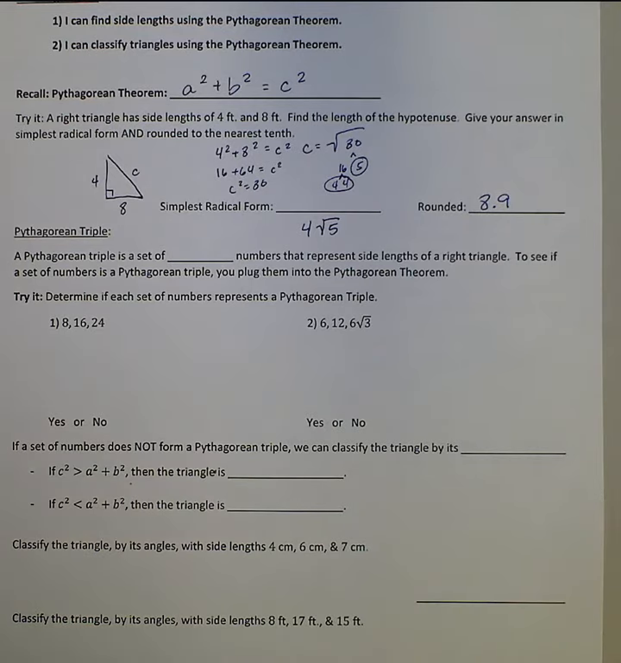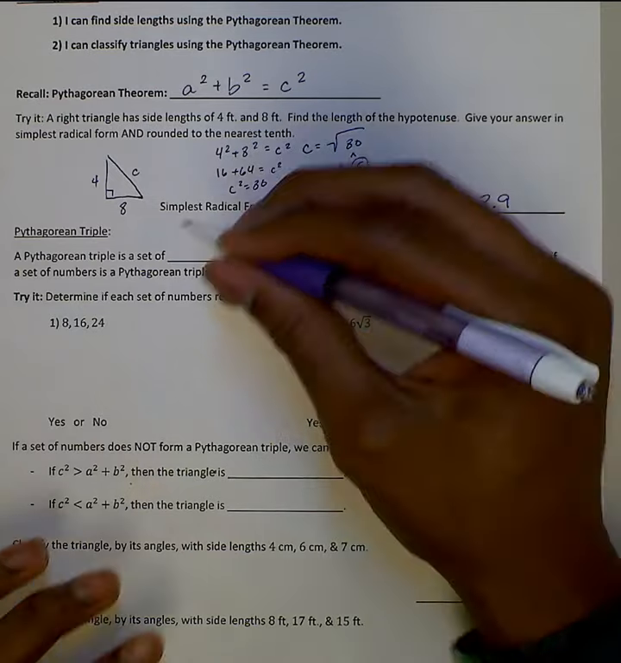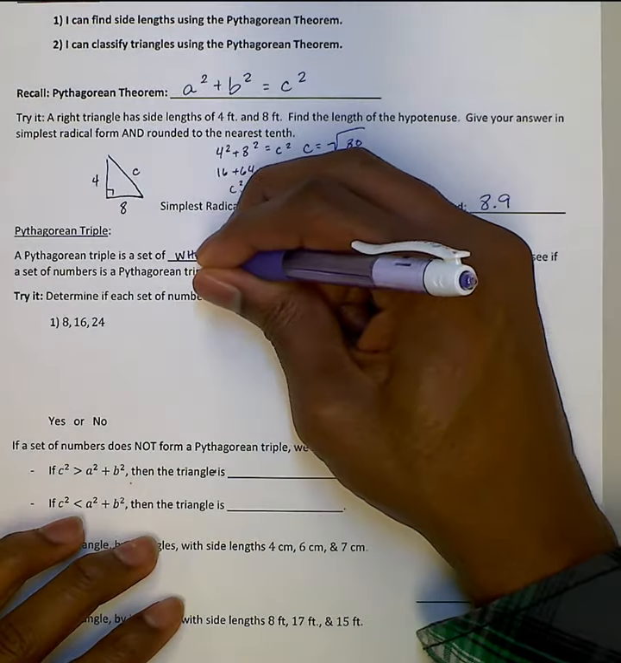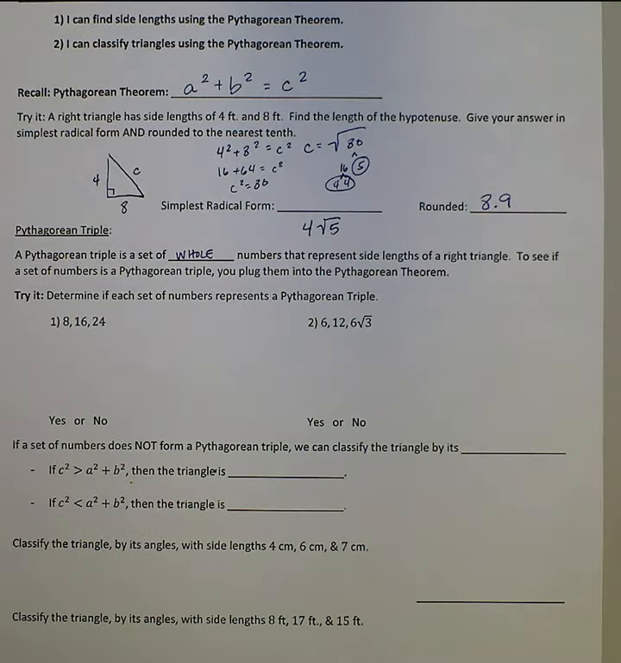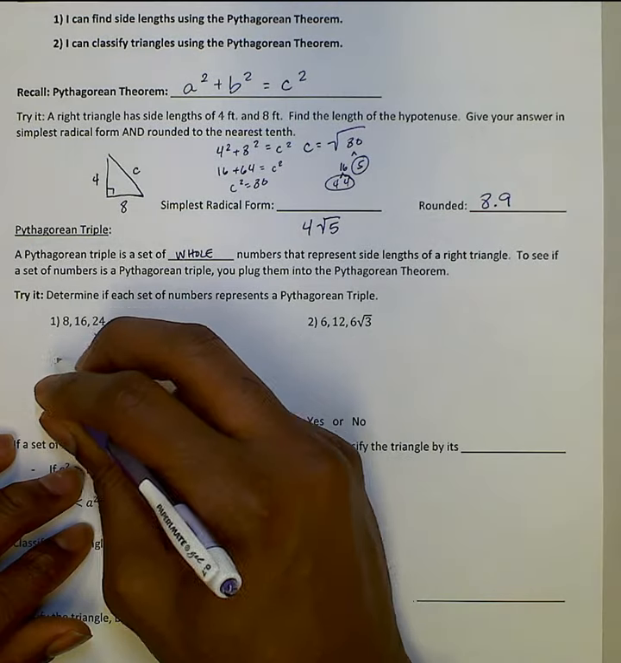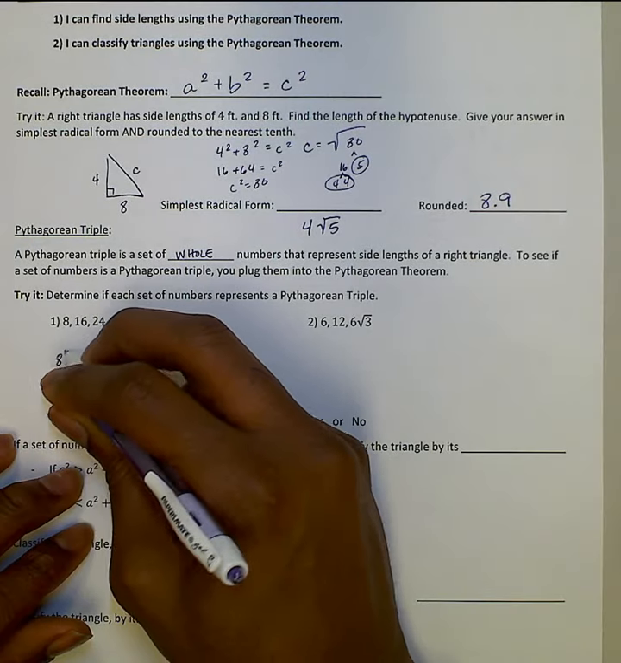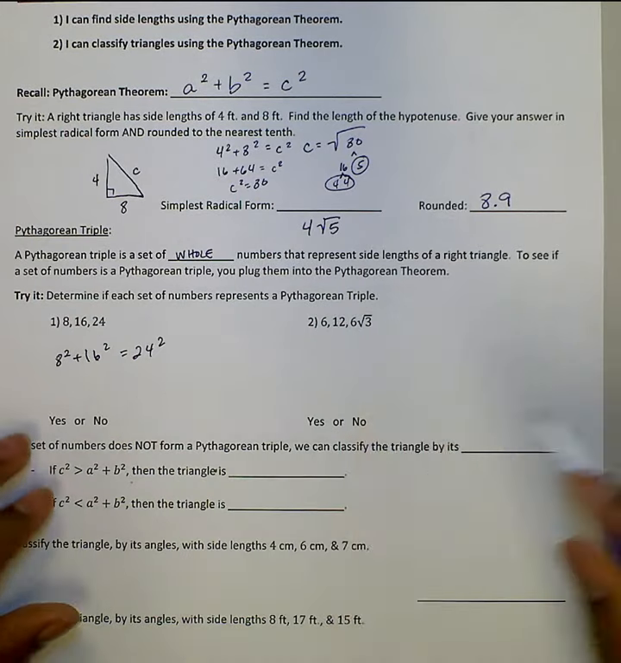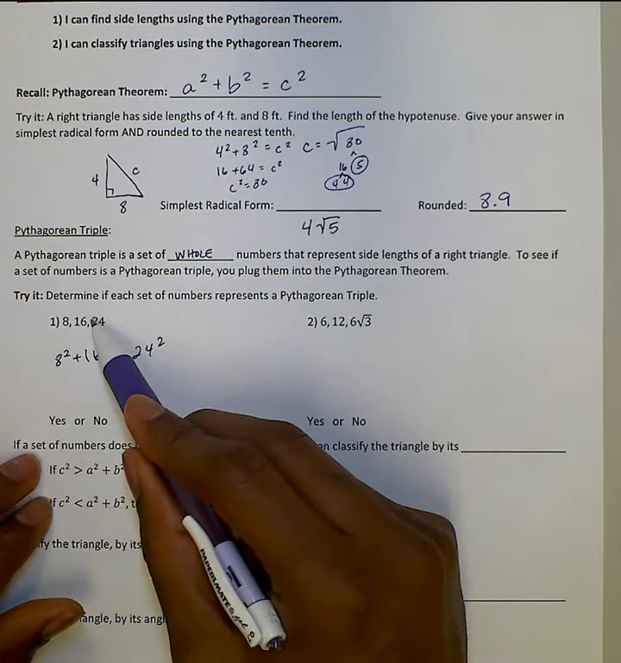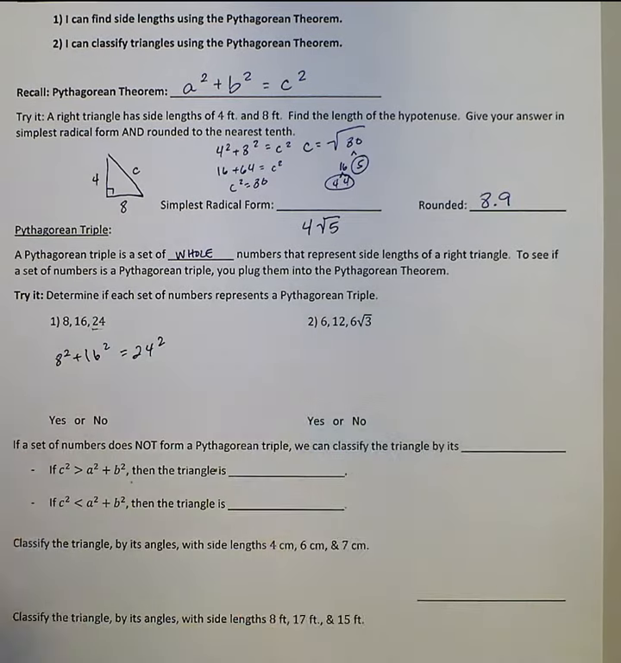Pythagorean triple. A Pythagorean triple is a set of whole numbers that represent side lengths of a right triangle. To see if a set of numbers is a Pythagorean triple, you just plug it into Pythagorean theorem and see if it works or not. So we have 8, 16, 24. You can just plug it in. 8 squared plus 16 squared equals 24 squared. We'll see if that works, and you can always tell how this is going to be set up because the hypotenuse has to be the biggest of the sides.